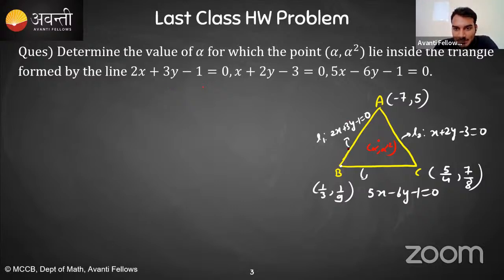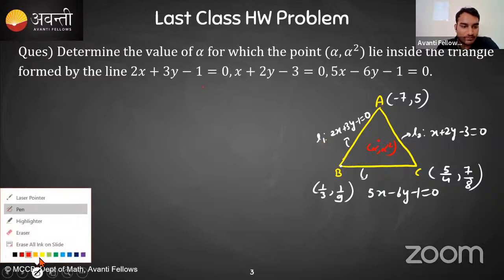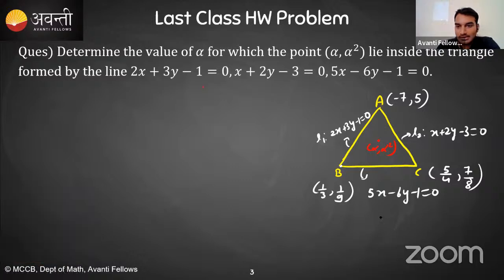I have already drawn the triangle. Let's say this side AB is along the line L1, which is 2x plus 3y minus 1 equal to 0. This line BC is along the line, let's say, 5x minus 6y minus 1 equal to 0. And this side AC is along the line L2. So we can find the point of intersection, right? A is the point of intersection of lines L1 and L2.